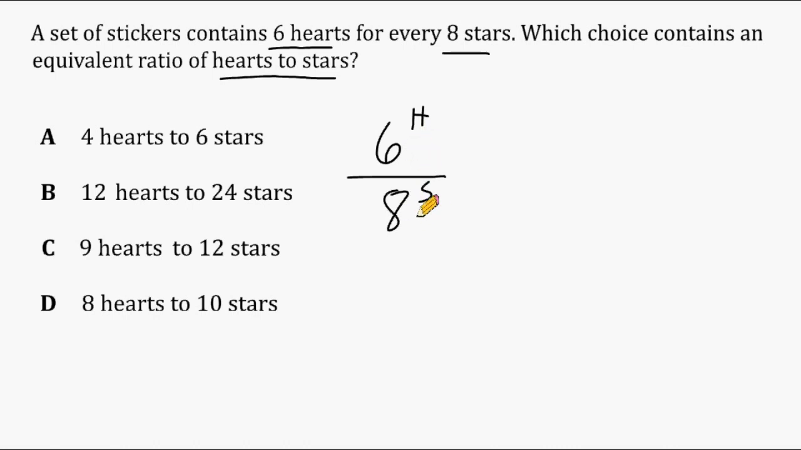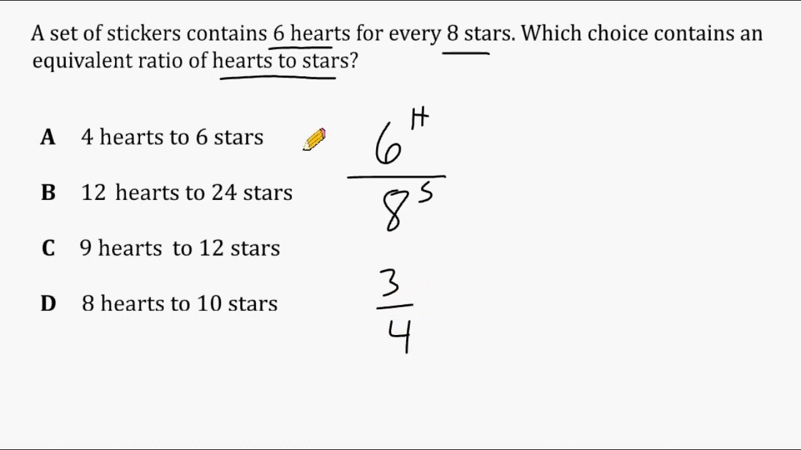Now, one way we can look at this problem is we can pretend this is a fraction, although it is not, it is a ratio. However, we can use the same properties as a fraction. And what I mean by that is we can reduce this as a fraction. So we could simplify the ratio of 6 to 8 to be 3 to 4.